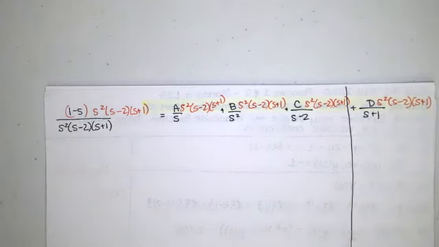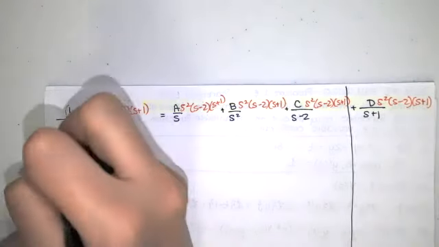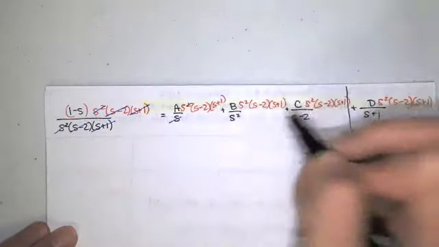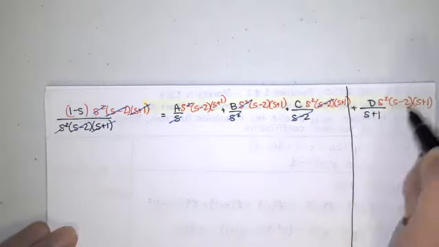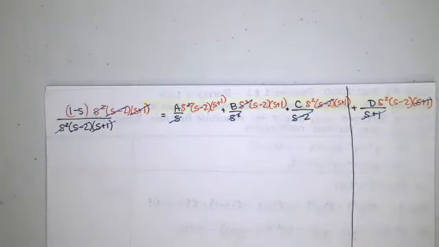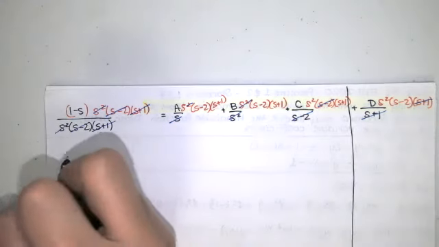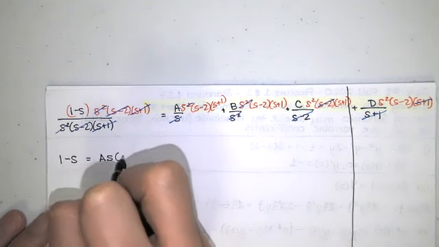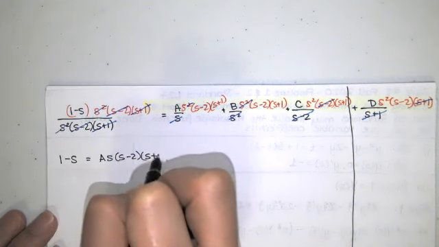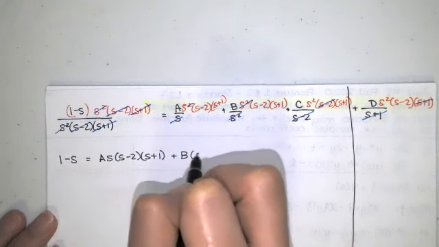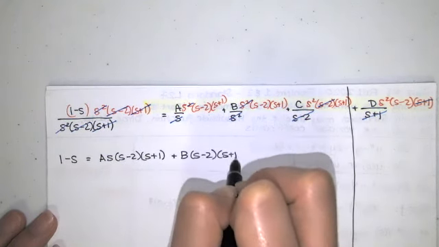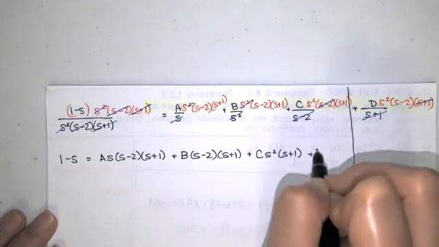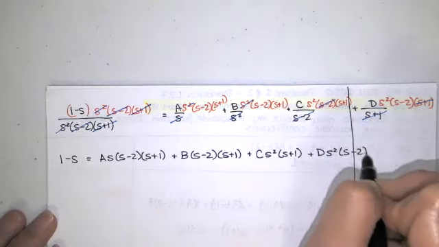Okay, then we take that and we reduce common factors in the numerator and denominator. And then we're left with this equation. We have s minus 1 over here equals a times s minus 2 times s plus 1 plus b times s minus 2 times s plus 1 plus c times s squared times s plus 1 plus d times s squared times s minus 2.